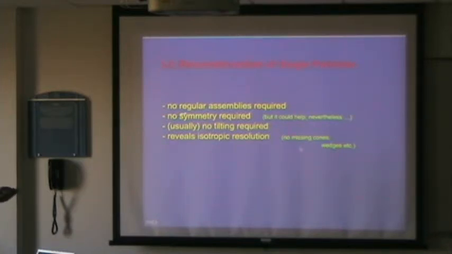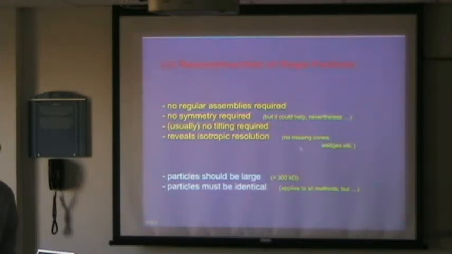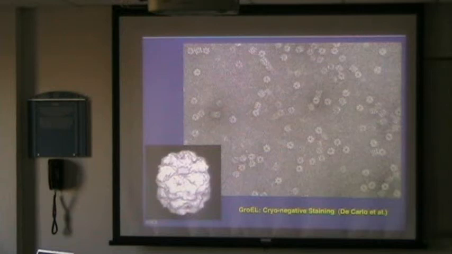And of course we don't need a regular assembly, we don't need a symmetry, although it actually can be good if you have one. And typically you don't need any tilting in the beam. Drawback, the particles have to be large. I haven't seen a decent 3D reconstruction with particles below something like 300 kilodalton. So you can really not take any large things. So that's a cryo-EM reconstruction, another reconstruction.